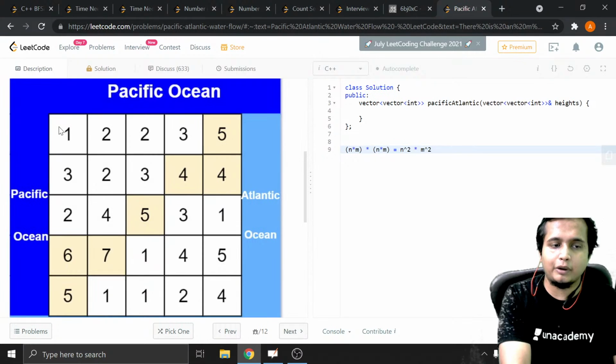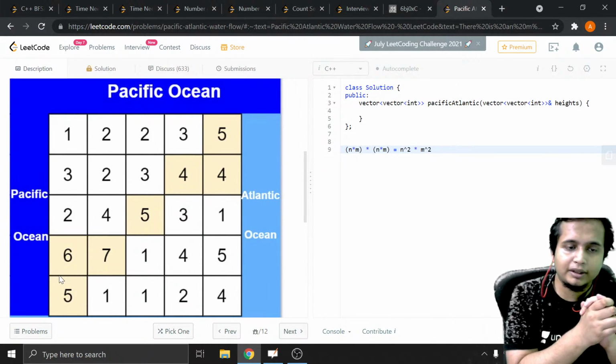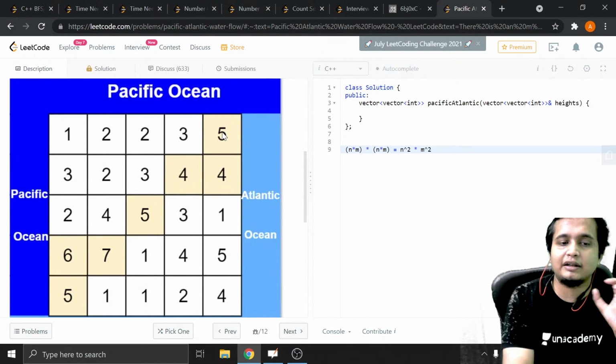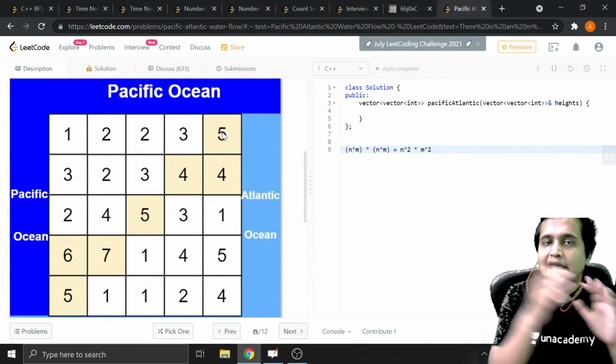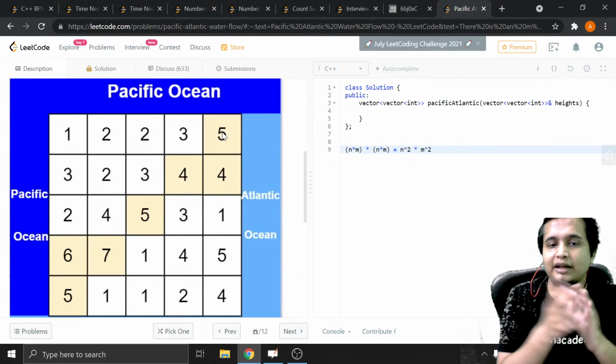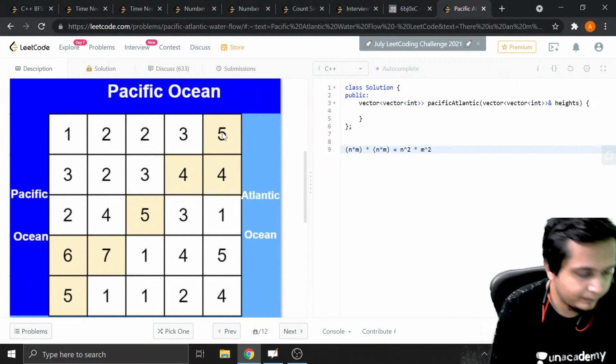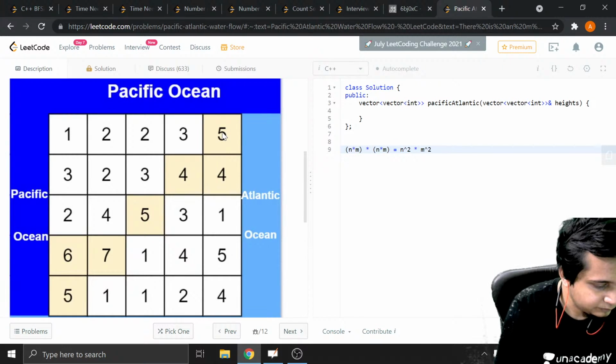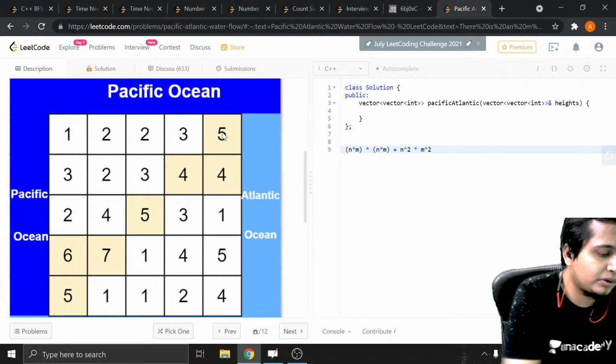So by inserting the boundary cells, we find those cells which are reachable from the Pacific Ocean. Then I can similarly find those cells which are reachable from the Atlantic Ocean. Then I can take the intersection of both of them. Okay, so is it clear now?